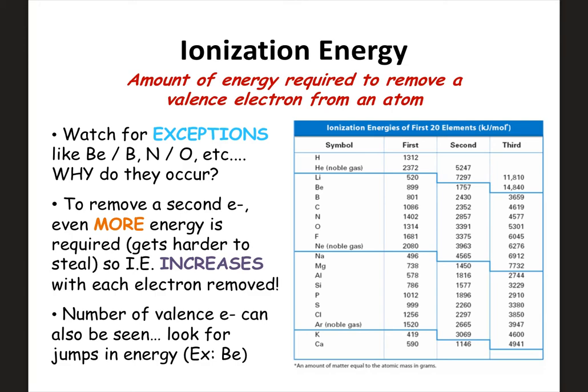Obviously, you still need to know that anytime you remove a second electron, it always takes more energy to remove that than it took to remove the first. And then when you go to remove a third, it always takes more energy than the second, and so on. All right, so that's the same from honors, but these exceptions and something with the valence electrons here, that's new. So we want to talk about that a little bit more here.